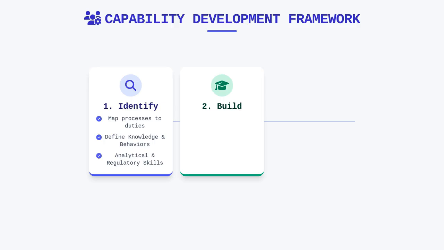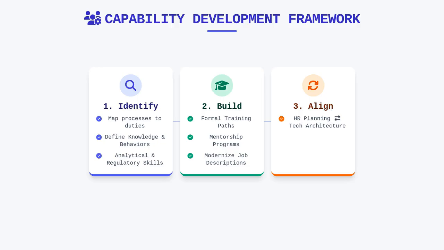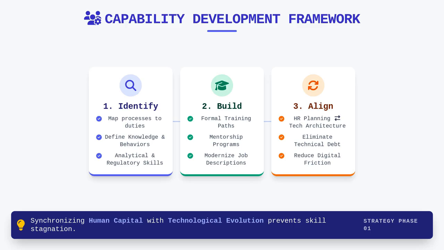Once these needs are explicitly defined, we move into the phase of building those capabilities. This might involve formal training paths, mentorship programs, or structural changes to job descriptions to ensure they reflect current technological realities. The alignment between human resource planning and emerging technological architectures is particularly vital in the modern era, where technical debt often arises from a mismatch between changing tools and stagnant skill sets. By keeping these two streams synchronized, we minimize the friction that occurs during digital transformations.